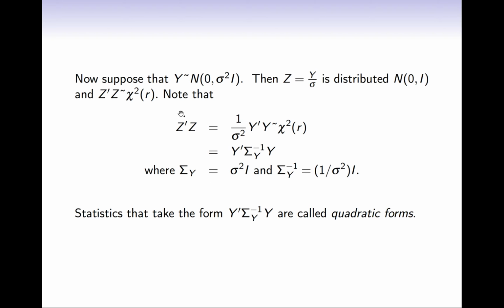Now suppose we have a different random vector y. It's normal, mean 0, not with the identity matrix, but with sigma squared times the identity matrix. Then we can transform the y by dividing by sigma. That's also going to be normal, mean 0 and identity variance, and so this transformation is going to have a chi-square distribution, where the variance of y inverse is sigma squared I. These types of statistics are called quadratic forms.